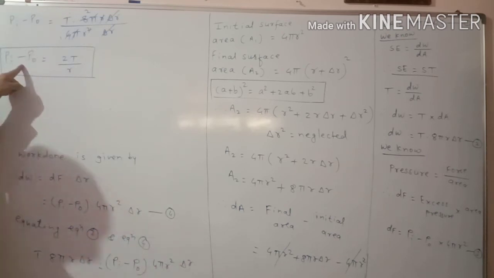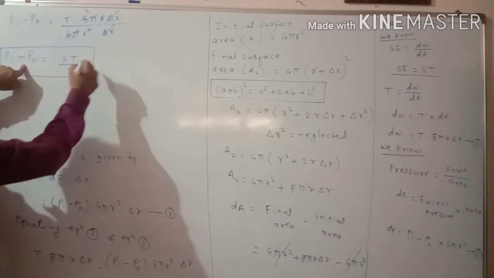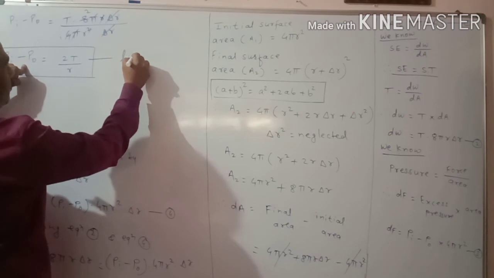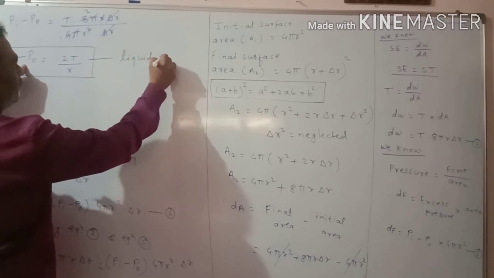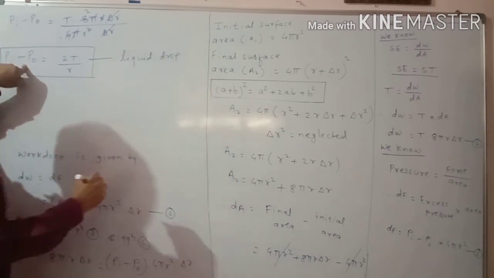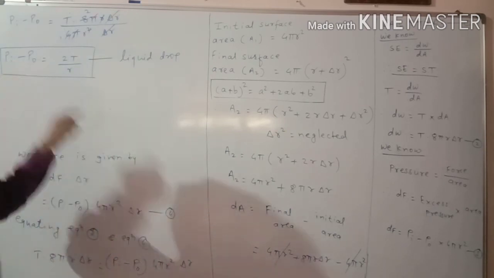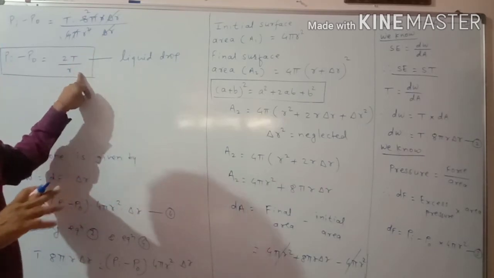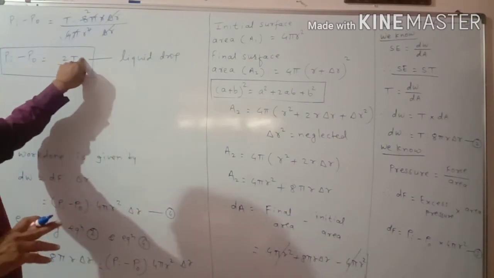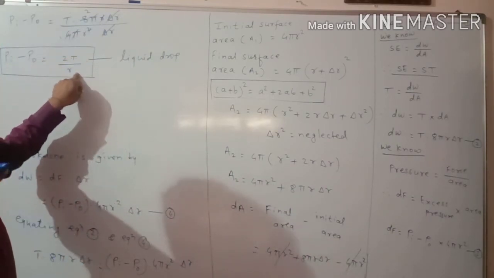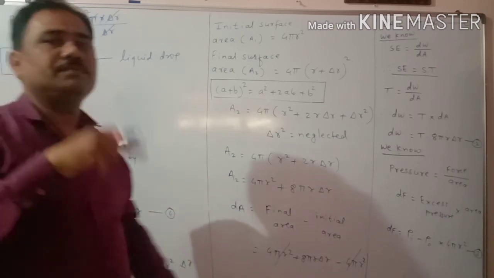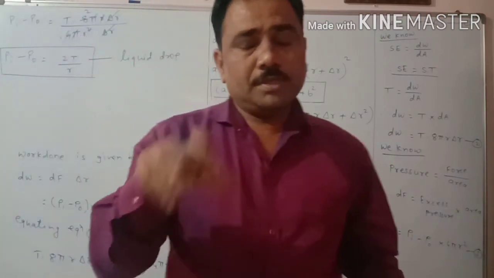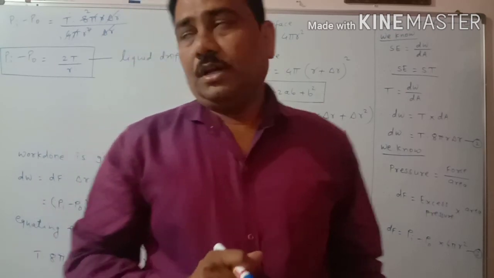So here is the excess pressure in case of liquid drop. You should remember that for a liquid drop, to calculate the excess pressure, you have to use this formula 2T by R. Here T stands for surface tension, and R stands for the radius of that liquid drop.